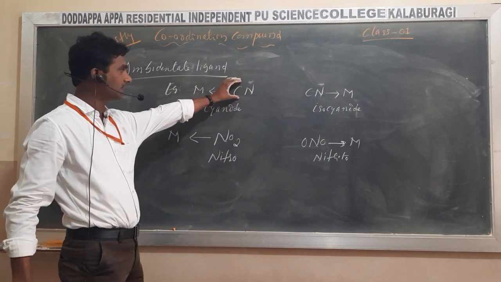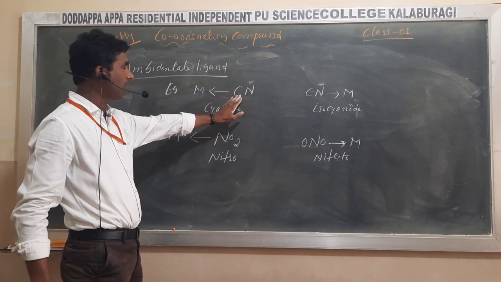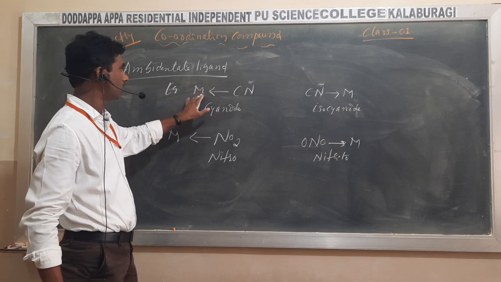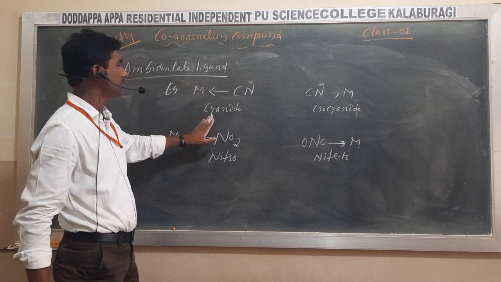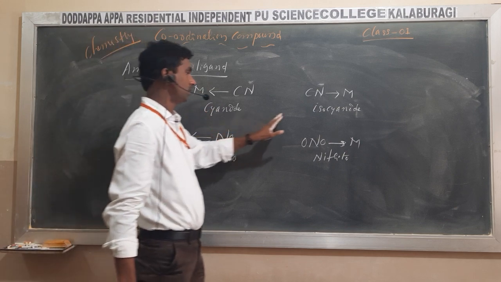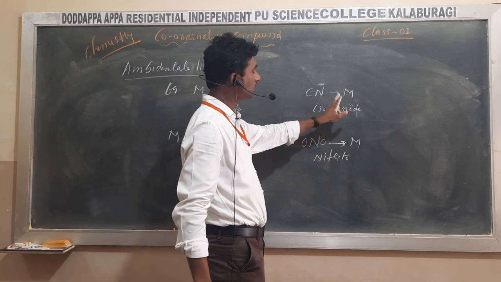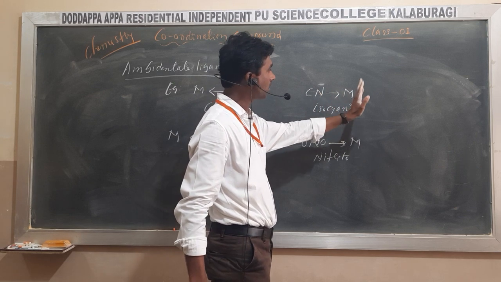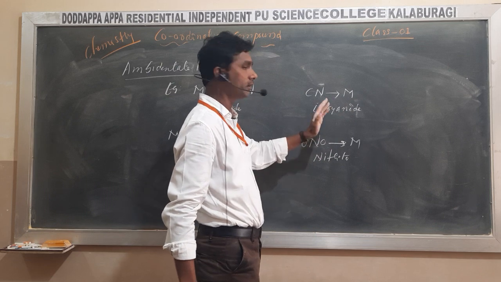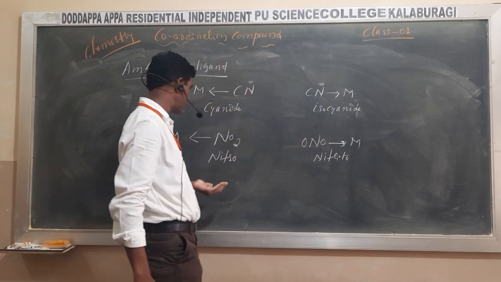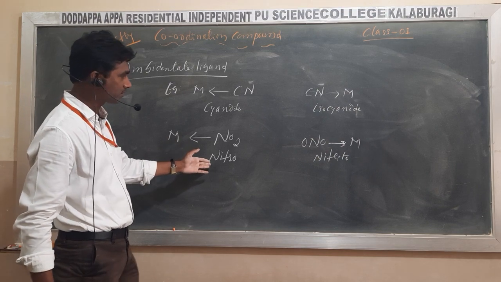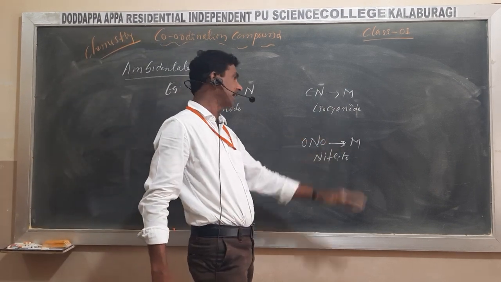Cyanide is a monodentate ligand. If carbon is directly bonded to the metal or central atom, or carbon is the donor, it is a cyanide. If nitrogen is the donor atom, or the nitrogen donates an electron to the central atom, this complex is called an isocyanide complex. Similarly, if nitrogen is the donor, it is a nitro complex. If oxygen is the donor, it is a nitrito complex.